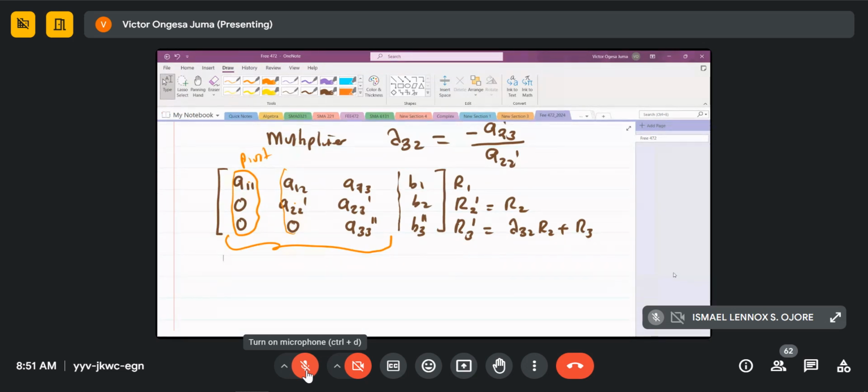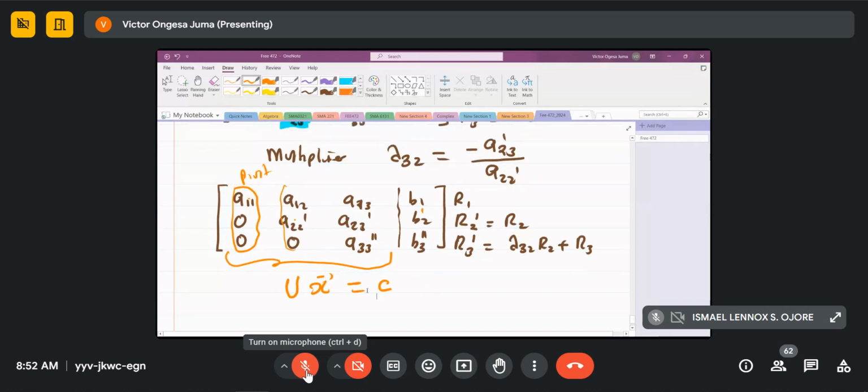It's an upper triangular matrix, so I can call it U. And then this vector, the variable, so I can now take back my x's, and then it's the same as these, B2 prime, B3 prime, which I can just call C. I'm just giving them other names, but those are the values. So this was the idea.